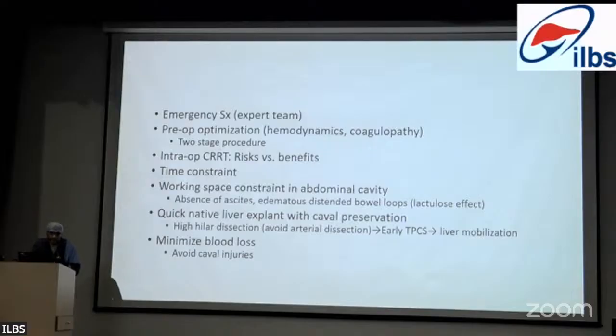So next part is you have to perform the native liver explant quickly, and we have to do a caval preservation. Usually we do a high hilar dissection. That is because in LDLT, the length of the inflow and outflow, the arteries and the portal vein, is short. To have adequate length on the recipient side, we do a high hilar dissection. That means we dissect the arteries as far as possible in the hilum, beyond the bifurcation of the left and right hepatic artery. Because the tissues are inflamed and edematous, and usually they have had prolonged preoperative CRRT and plasmapheresis, the chances of arterial dissection are very high.